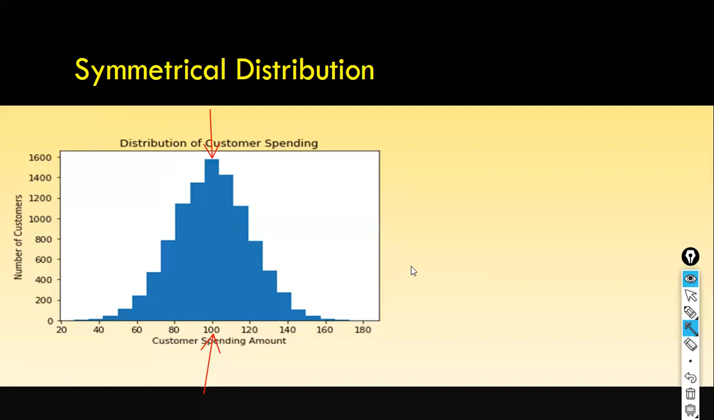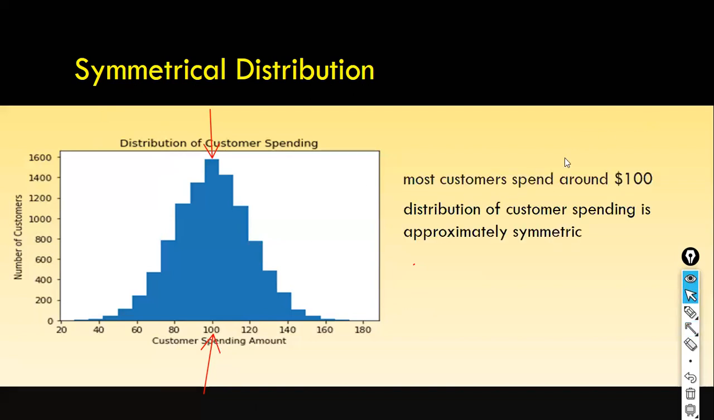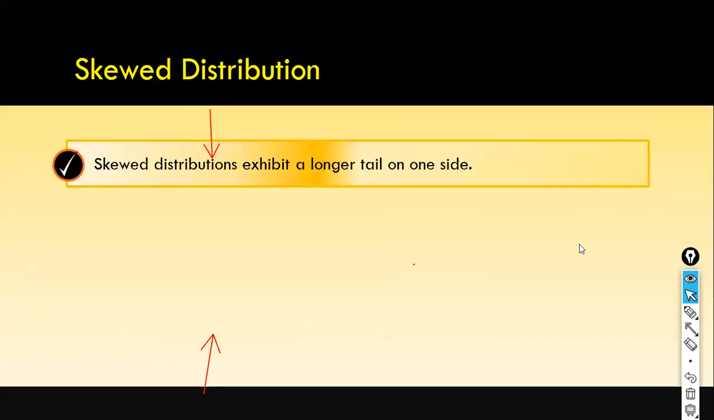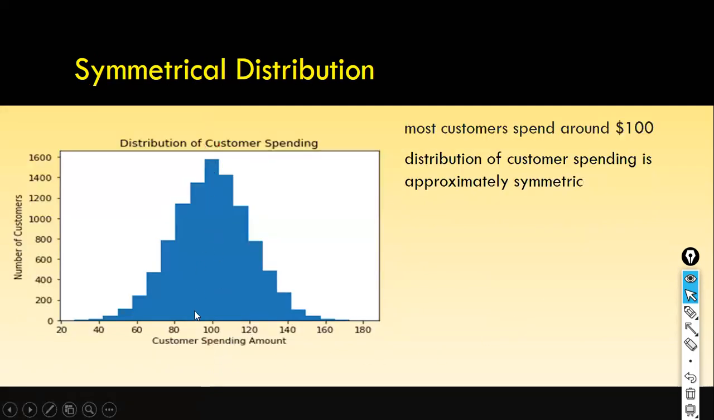The next one is: most customers spend around $100. The distribution of customer spend is approximately symmetric. So far we discussed the normal distribution. To summarize, in the case of a normal distribution, the values of mean, median, and mode will be in the middle. The mean is equal to the median is equal to the mode. All three values are the same. That means all three values appear in the middle.